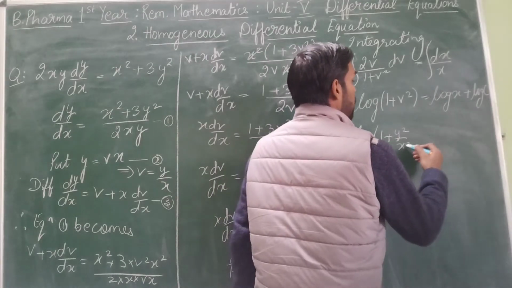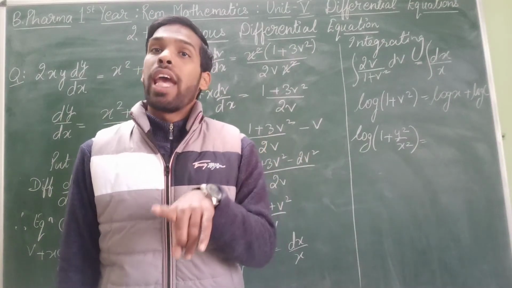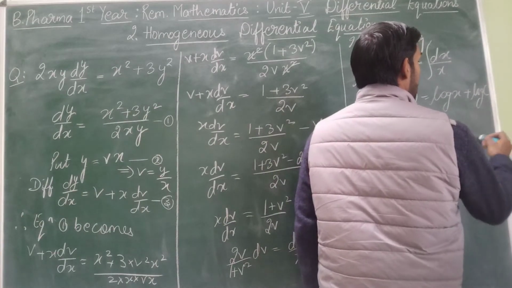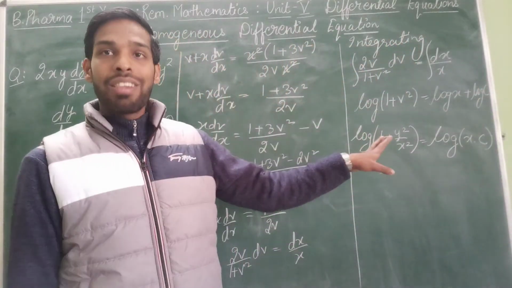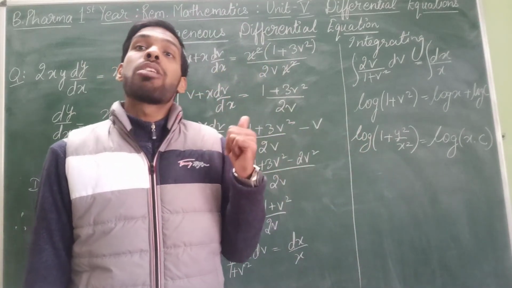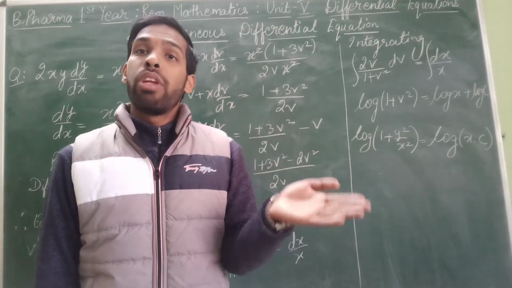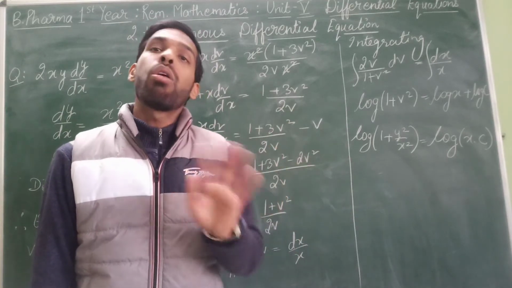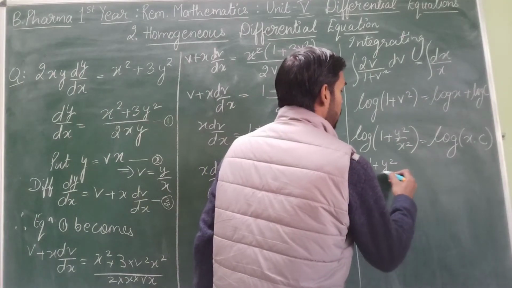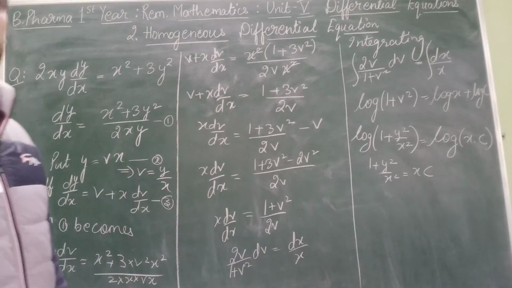तो v square क्या हो जाएगा? y square upon x square is equal to, and on the right hand side there is the property of log: log m plus log n equals log m into n. So that is log x into c. Okay, now see, from both sides this log will be eliminated by taking anti-log on both the sides, or another method is by taking exponent on both the sides. If you have to eliminate this log from both sides, kindly take exponent on both sides. When you take exponent or anti-log on both sides, this log will be eliminated. The things will be only 1 plus y square upon x square is equal to x into c.